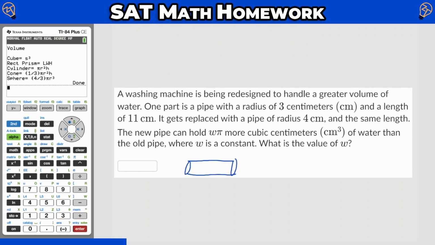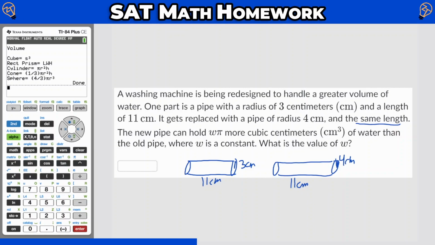So they initially say that the radius was 3 centimeters and the length was 11 centimeters. It gets replaced with a pipe who has a slightly larger radius and the same length. In other words, that length is still going to be 11. So imagine those look the same length. I think I made it look a little too long there, but this one has a radius of 4 centimeters.